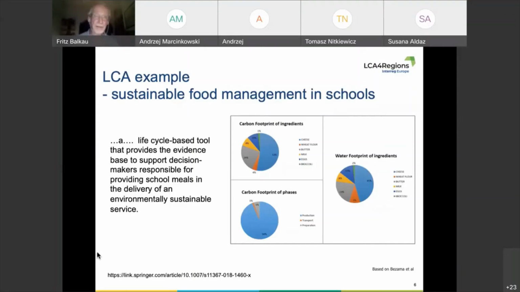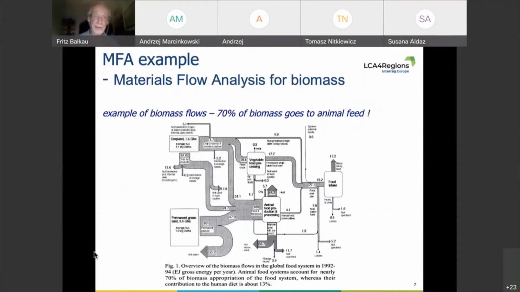Materials flow analysis for biomass. This is a derivative. It's not a direct derivative of LCA. It's almost a parallel tool, but very important at the regional level to understand where material comes from and where it goes. This is an example of biomass. We can do the same for other forms of waste, but MFA is a critical tool for regions to understand where the issues come from and where they go.